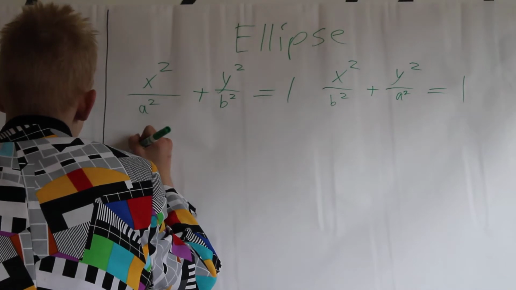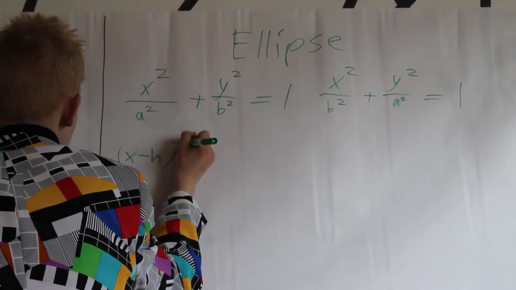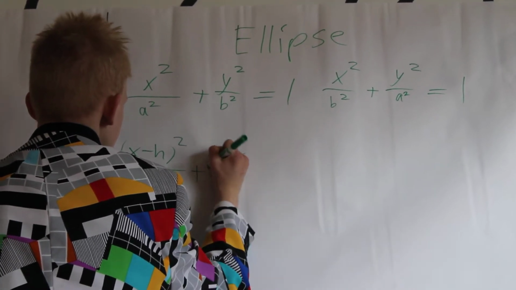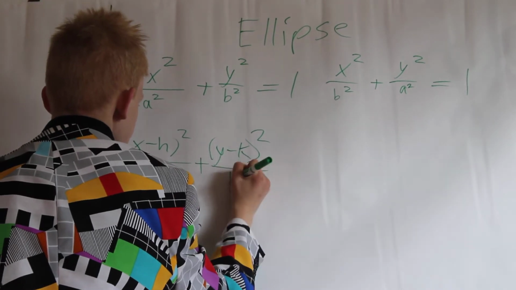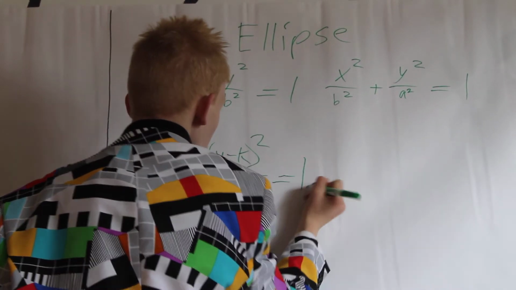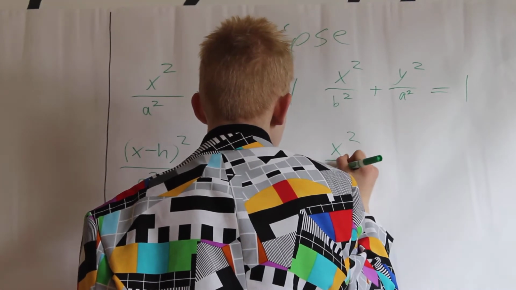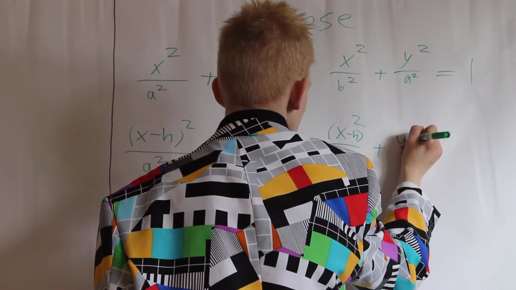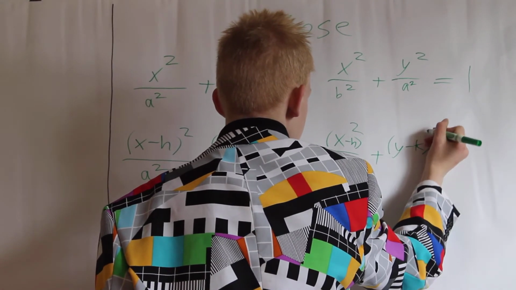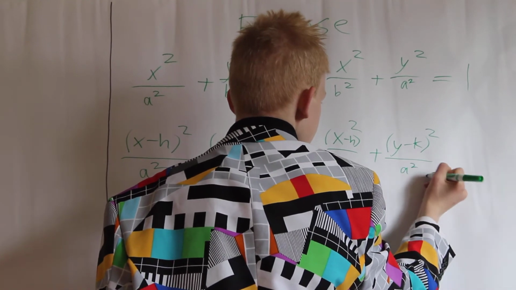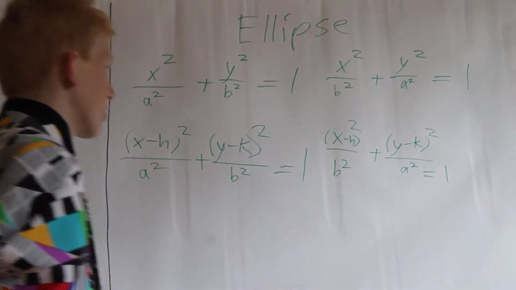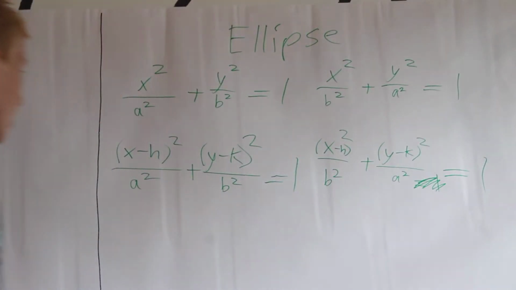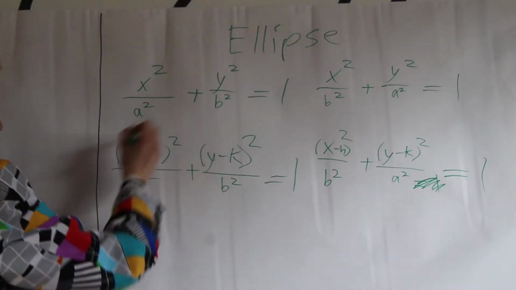So now it's going to be (x minus h) squared over a squared plus (y minus k) squared over b squared equals 1, or (x minus h) squared over b squared plus (y minus k) squared over a squared equals 1. Those are your two forms. Wow, that's horrible. I'm going to move this. My bad. Equals 1. Got it? So these are your two forms. These are the guys you've got to memorize.